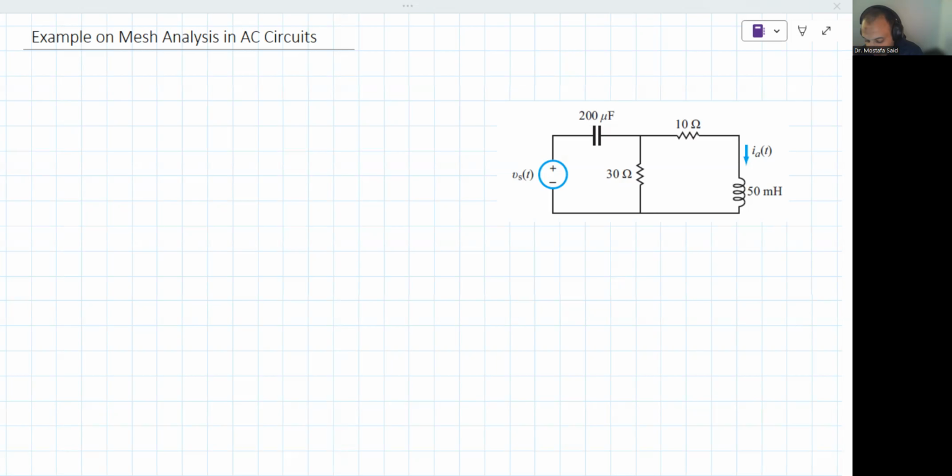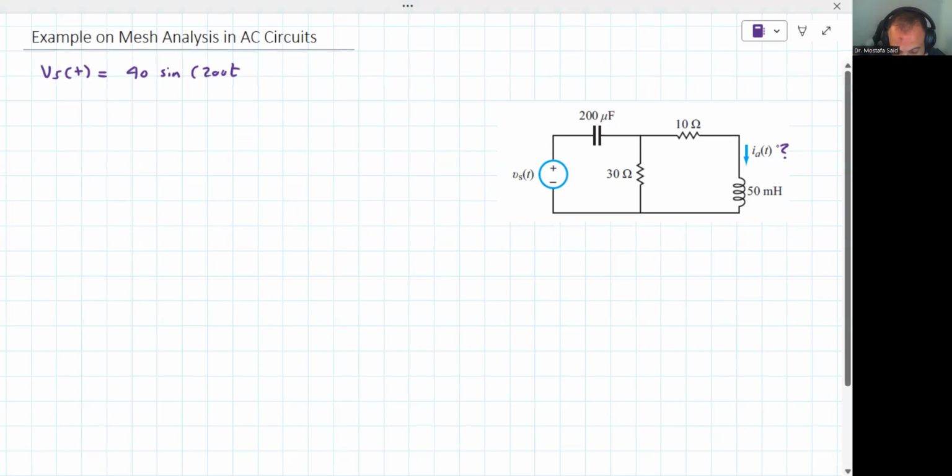In this problem, IA of t is required, and Vs is given, which is the source, Vs equal to 40 sine 200t minus 20 degrees volts. So Vs is given in the time domain as a sinusoidal function, and IA of t is required.